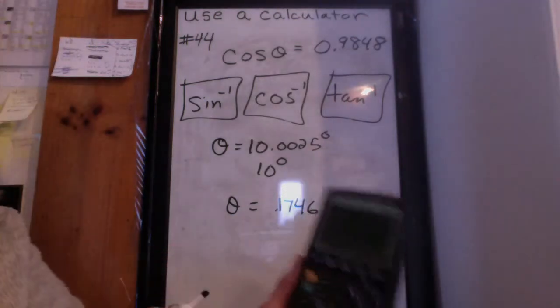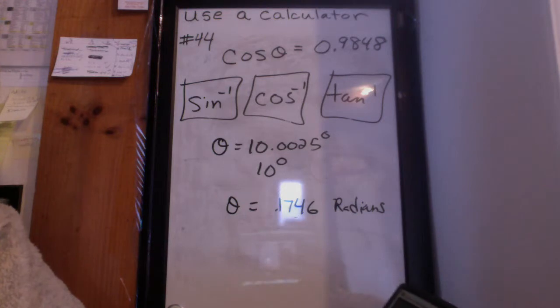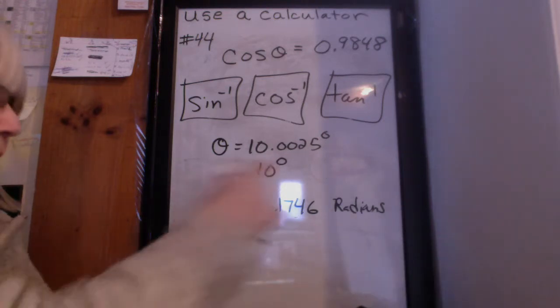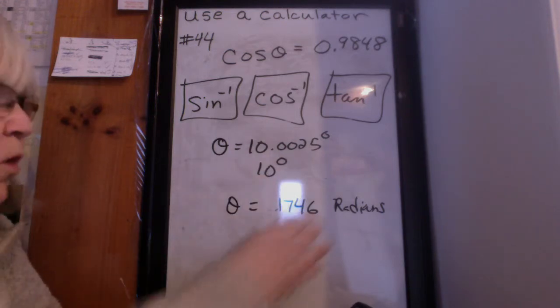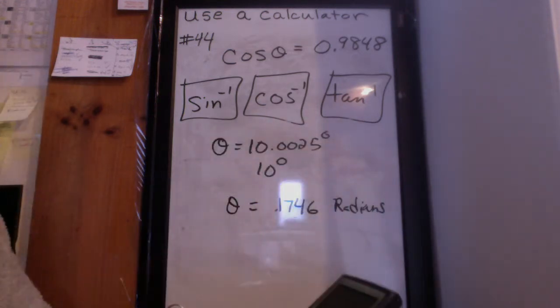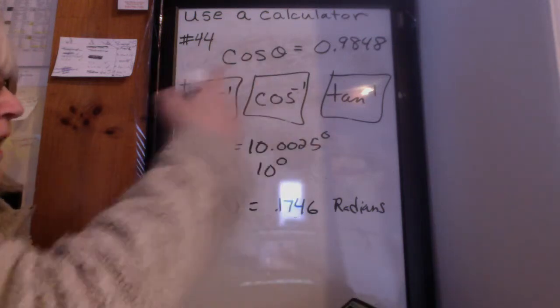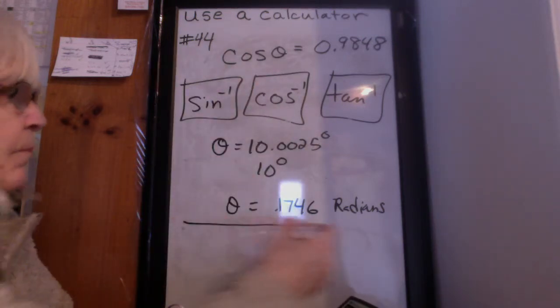So the calculator will figure radians or degrees for you. Make sure you're aware of what mode you're in and pay attention to what type of answer they want. Do they want degrees or radians? And these are pretty straightforward. But what happens when I do some of the partner functions?